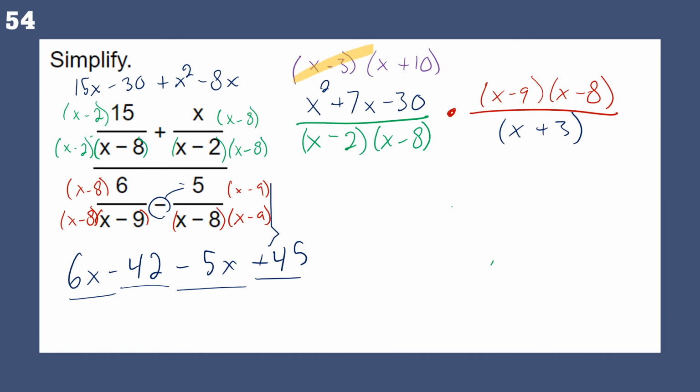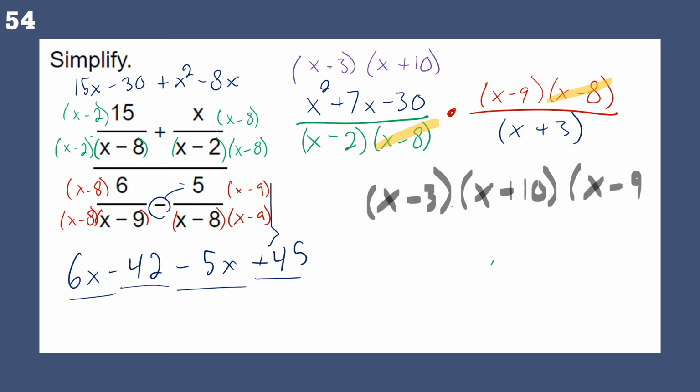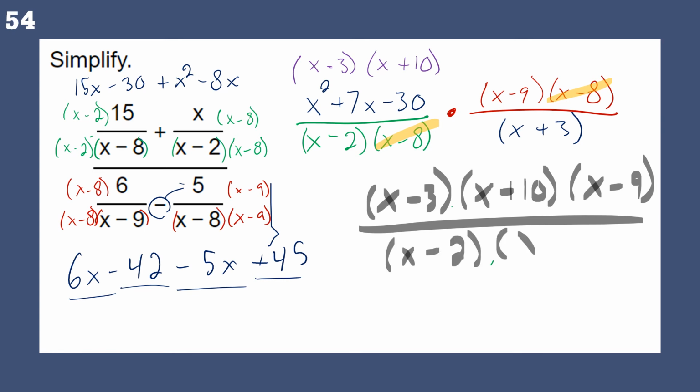So x minus 3 and, ooh, that's x plus 3. That's no good. I was hoping I could cancel that out, but x plus 3. Let's not cancel that out, but we do have an x minus 8 and an x minus 8. And it looks like we're done. That's the best we can do. So our final answer is all the rest of it. x minus 3, x plus 10, and x minus 9. And in the denominator, we have x minus 2 and x plus 3.